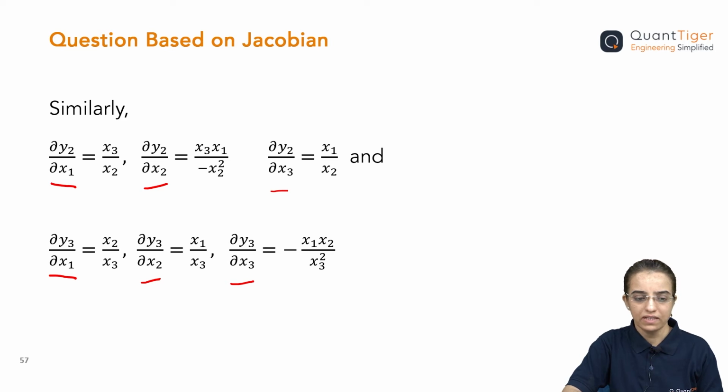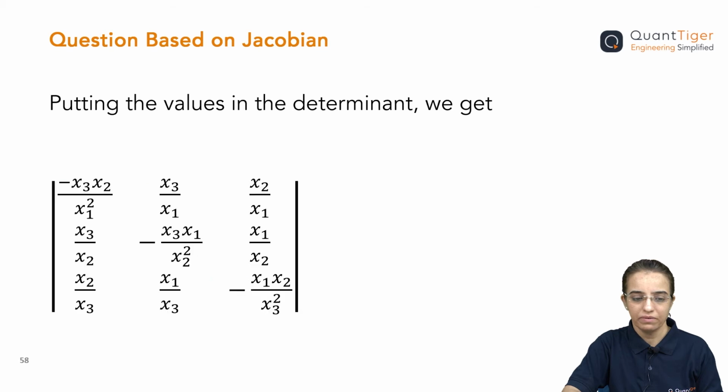Now the next thing is all these values we have to keep in the Jacobian determinant. So after placing all the values in the Jacobian determinant, which we found in the first step, it will look something like this.